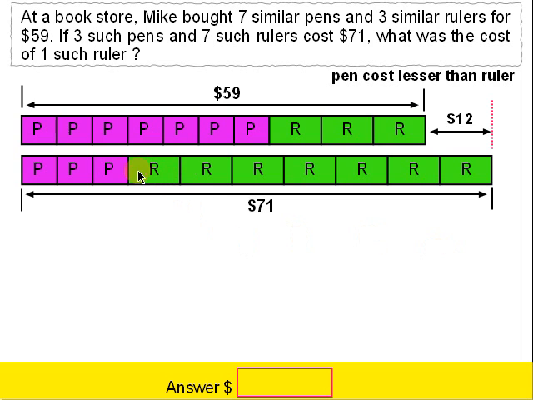Assuming that you see we have lesser pen at the bottom, so I want to get rid of these 3 pens at the bottom here. As we get rid of these 3 pens at the bottom, we must get rid also the same number of pens on top, which is 3 pens.